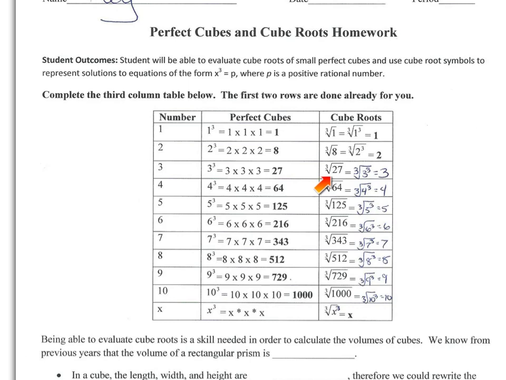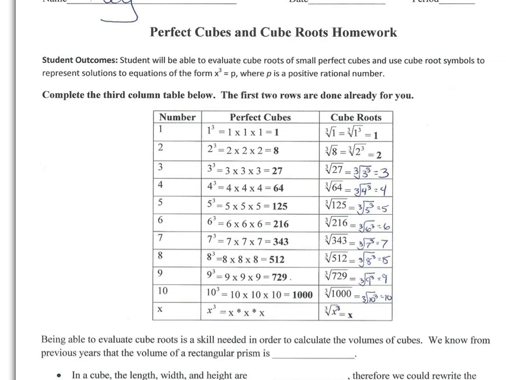The cube root of 27 is the same as the cube root of 3 cubed, which is just a 3. Cube root of 64 is the cube root of 4 cubed, which is 4. The cube root of 125 is the cube root of 5 cubed, which equals 5. And then just look at the pattern going on, and you can see you get the answers 6, 7, 8, 9, and 10. If necessary, please pause the video to catch up.